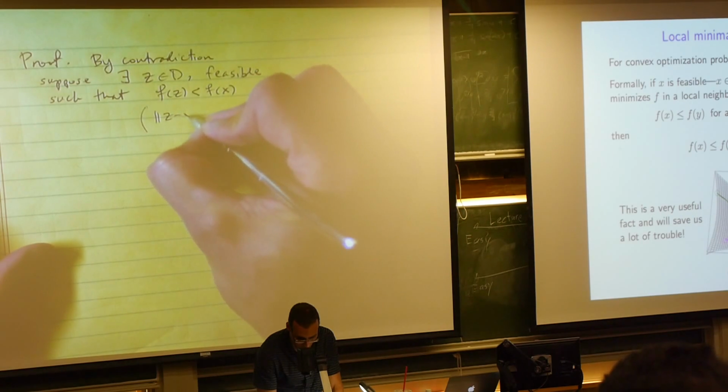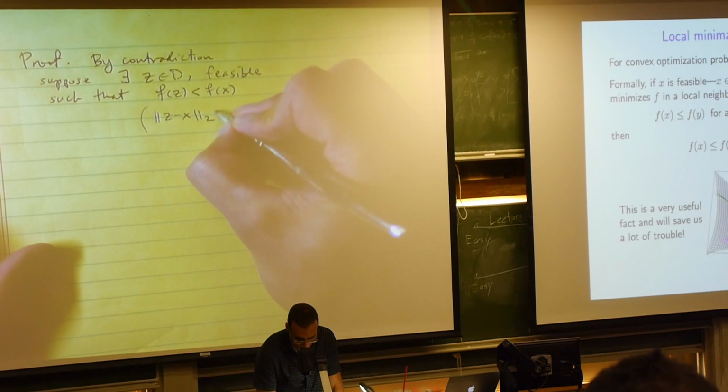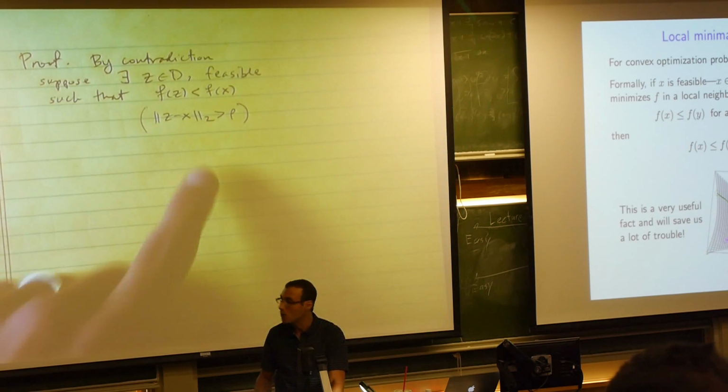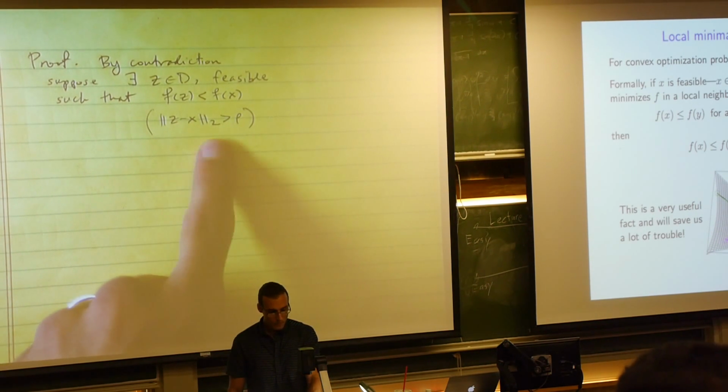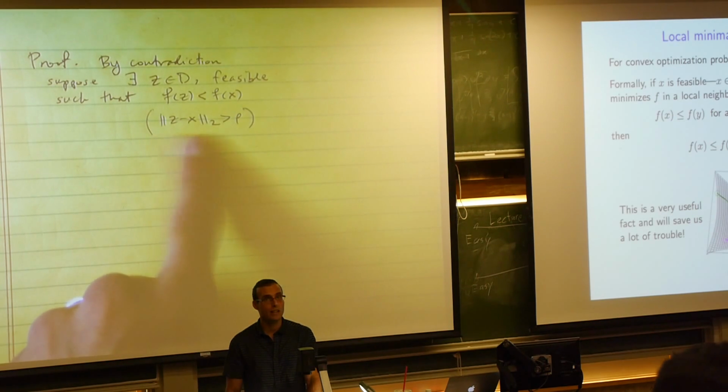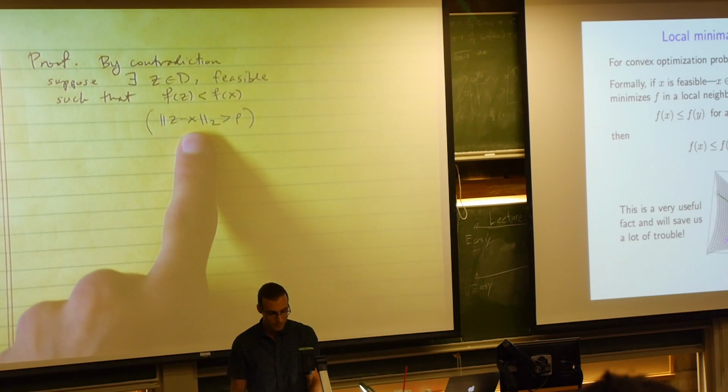Of course, what do we know about z? We know that z minus x in the two norm must be larger than rho, because I just told you that x was locally optimal, right? So this couldn't be less than or equal to rho. That would violate our assumption.